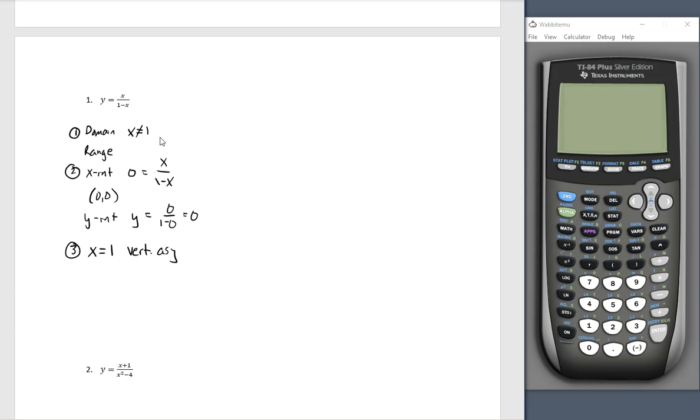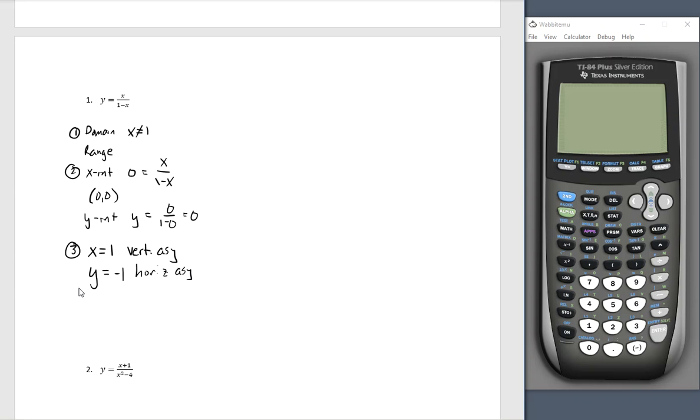It's excluded from the domain, right? We get a 0 in the denominator, and as x approaches 1, from either side, our limits are going to infinity, right? So an infinite limit as x approaches 1. And we also find that we have y equals -1 as a horizontal asymptote.